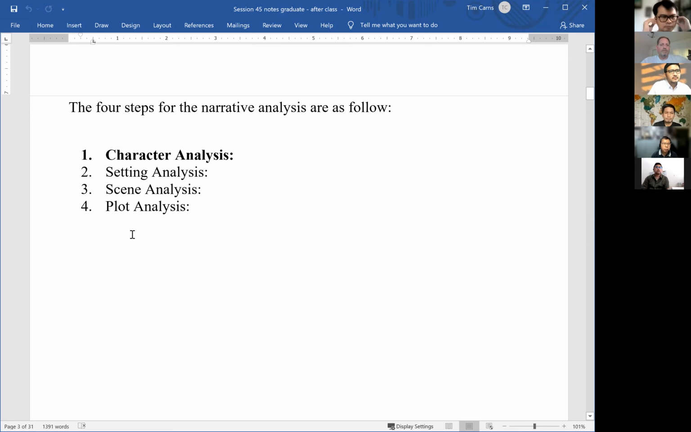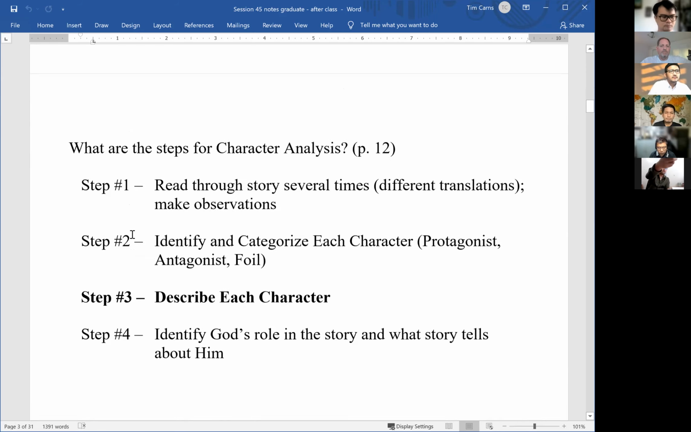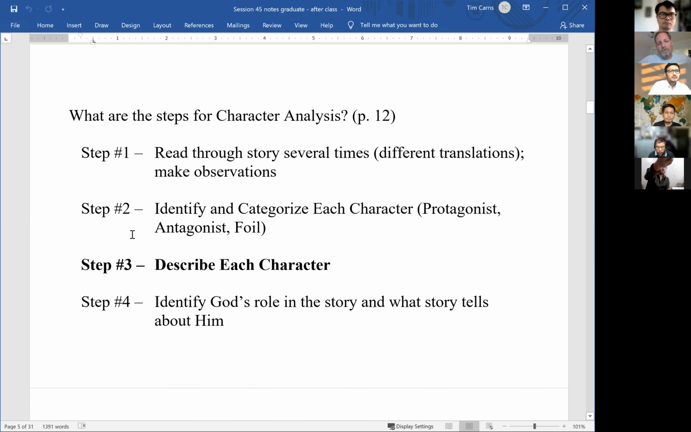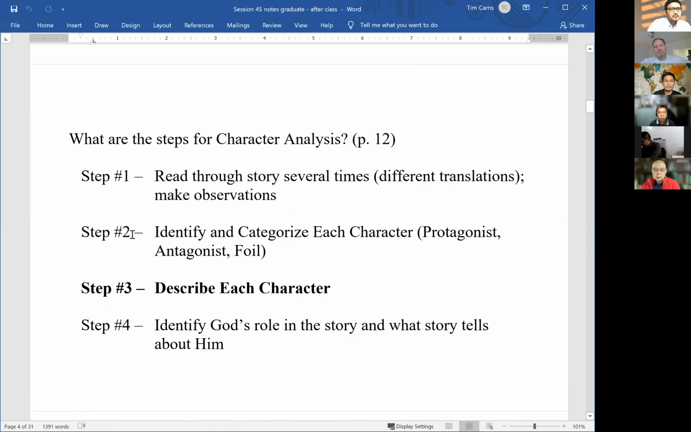And you may see different orders as people analyze stories, but we're starting with the characters of the story. Just to remember, when we do character analysis, these are the 4 steps of that. In the last couple of sessions together, we've been looking at the descriptions of each character. With each character, the key characters were the protagonists, the antagonists, and the foils, if there are some there. So far in John 4, we've identified them, and we've talked about a few of them in detail.